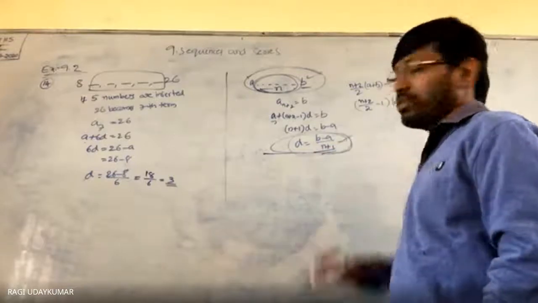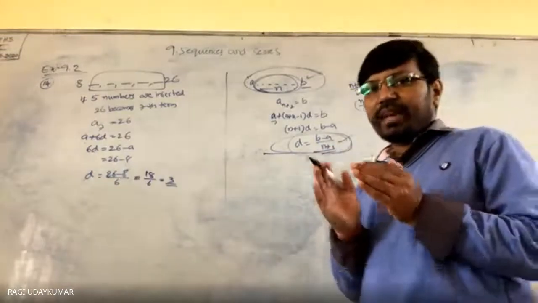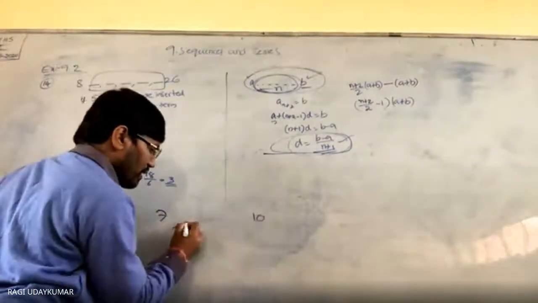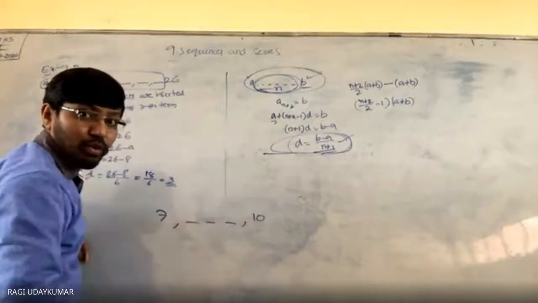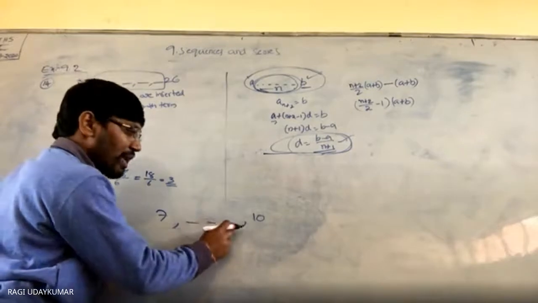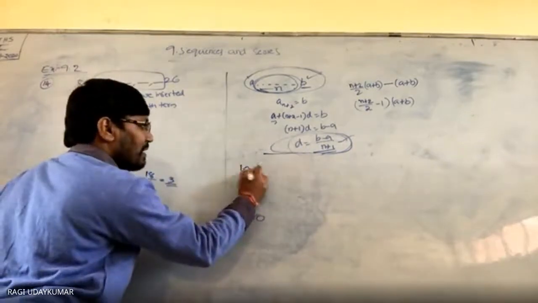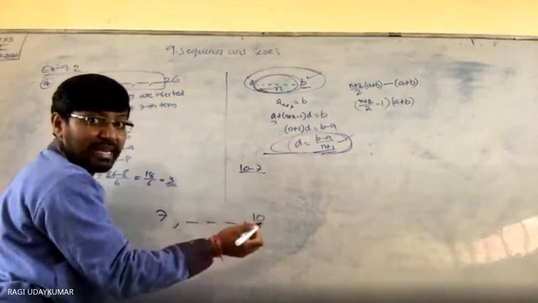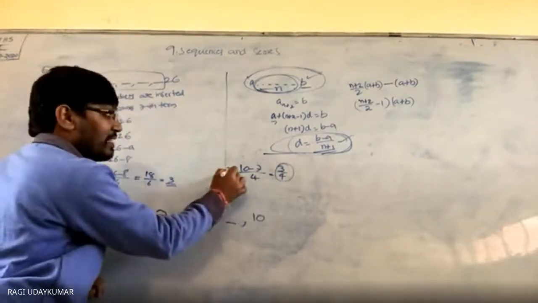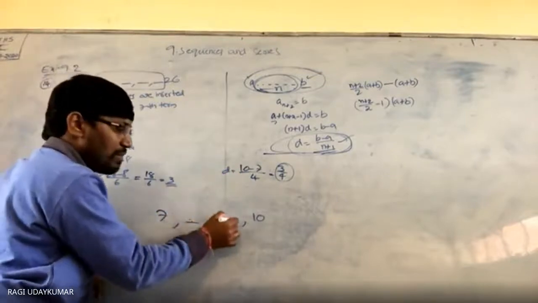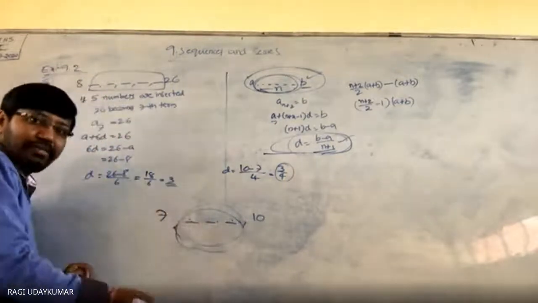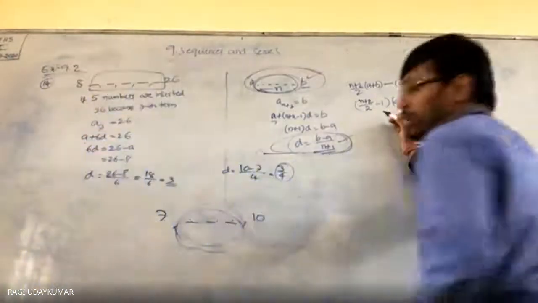Even with this concept, suppose I want to insert 3 numbers between 7 and 10 so that they form an arithmetic progression. Then b minus a, 10 minus 7, by n plus 1, that is 3 plus 1, which is 4, so 3 by 4. 3 by 4 is the common difference d. So add 3 by 4, add 3 by 4, add 3 by 4 and the numbers will come. But for the sum of the numbers you get, this concept can be used.